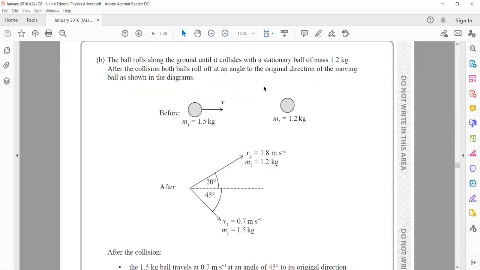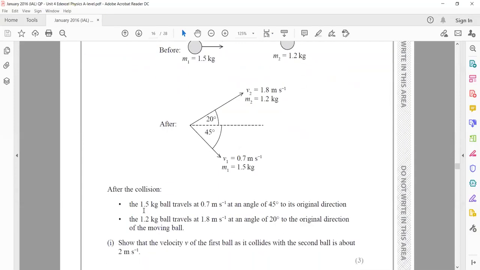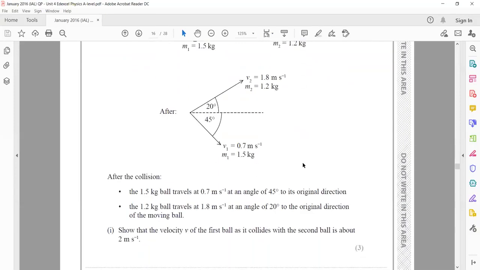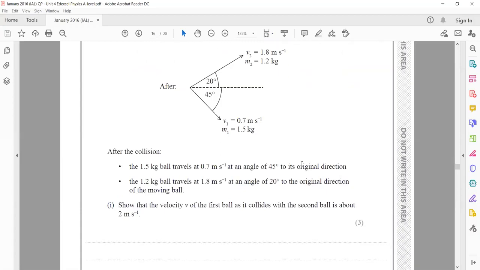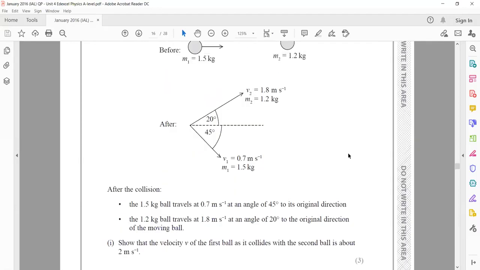This question: the ball rolls along the ground until it collides with a stationary ball of mass 1.2 kilogram. After the collision, both balls roll off at an angle to the original direction. You're looking at this from the top. So after collision, the 1.5 kilogram ball travels at 0.7 meter per second and the 1.2 kilogram ball travels at 1.8 meter per second at an angle of 20. Show that the velocity of the first ball as it collides with the second ball is about 2 meter per second.